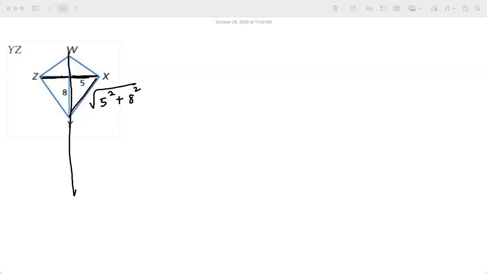So here, as you said, your explanations were better. Square root of 5 squared plus 8 squared, that is this hypotenuse. But you know that this side is congruent to the other side YZ. So 25 plus 64, that is square root of 89 applies here. Make sense?